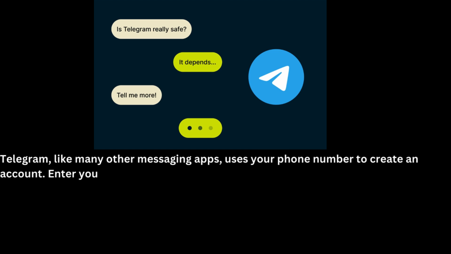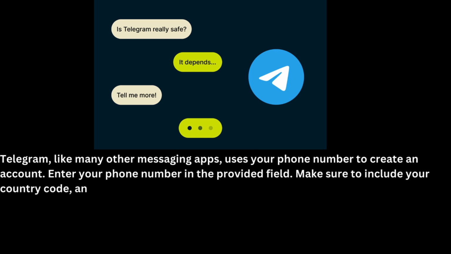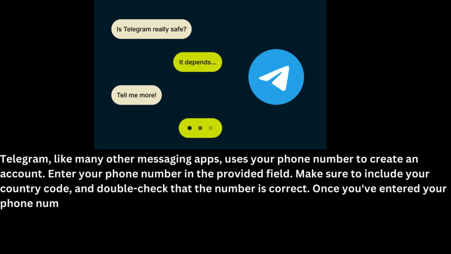Telegram, like many other messaging apps, uses your phone number to create an account. Enter your phone number in the provided field. Make sure to include your country code and double-check that the number is correct. Once you've entered your phone number, tap the next button.